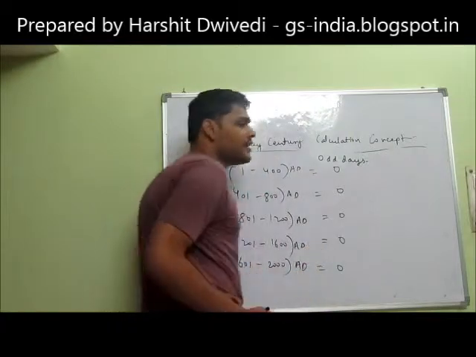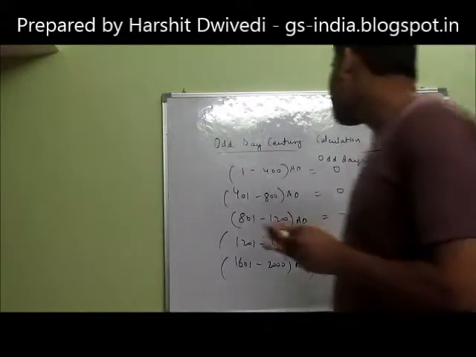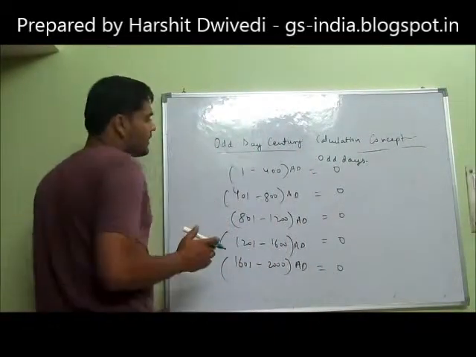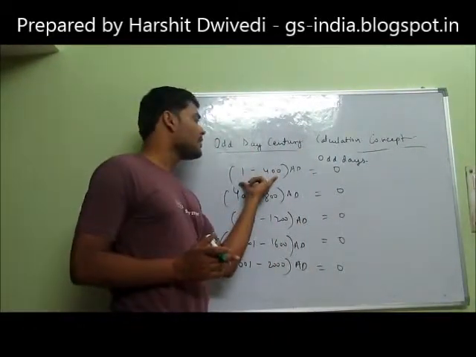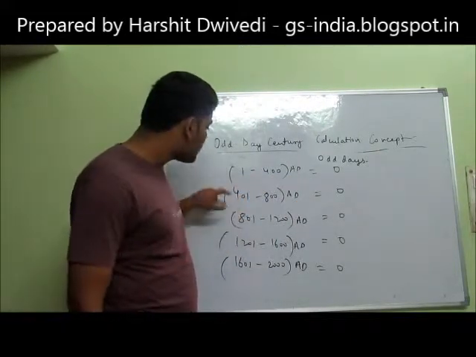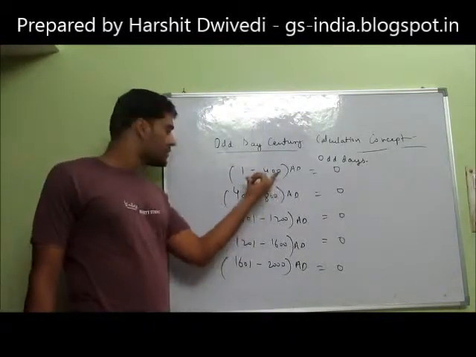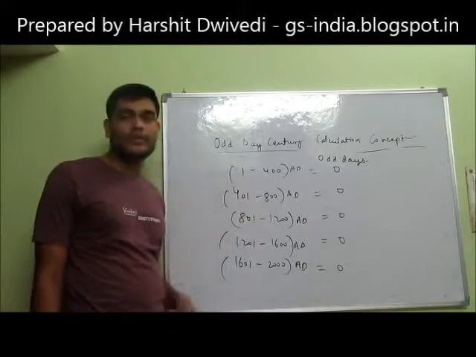Now what is this? This is a range, defined in terms of 400 years. In this, the first 1 to 400 years have odd days 0. Now it is not difficult to think that 401 to 800 is the next set of 400 years. This is the first set of 400 years, and this is the next set of 400 years.